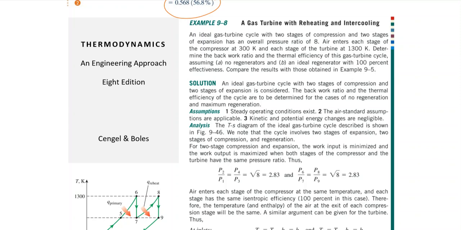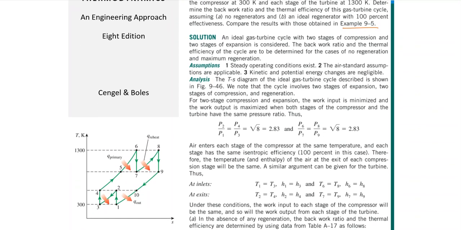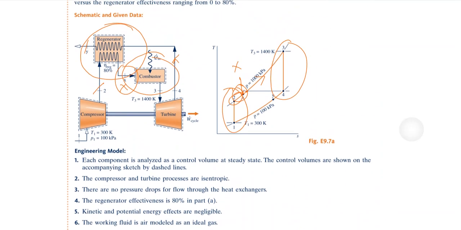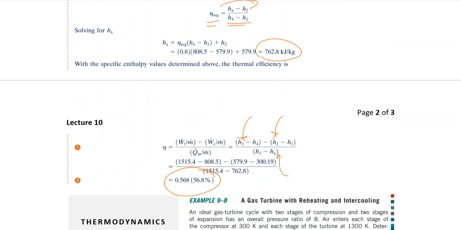Compare the result with those obtained in example 9.5. We have not done example 9.5, but anyway we'll be comparing it. By perfect regenerator, as I've already said, the temperature at T4 would be equal to the temperature exiting the regenerator, which is, let's say, Tx over here. So the same example would be here.